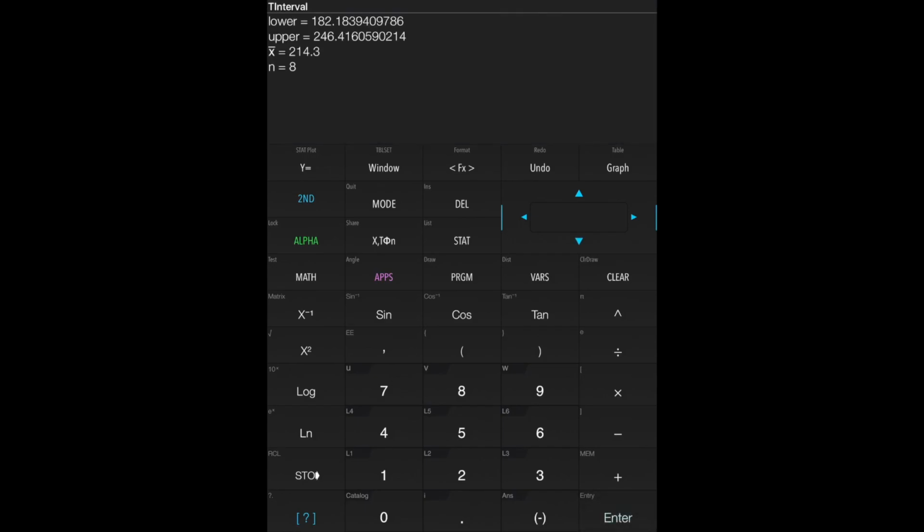And again, we end up with a lower bound of 182.2 and an upper bound of 246.4. And so this is actually what we ended up with when we did it by hand. And this is because we rounded our statistics. So our sample mean was rounded here, and our sample standard deviation that we entered was also rounded here.